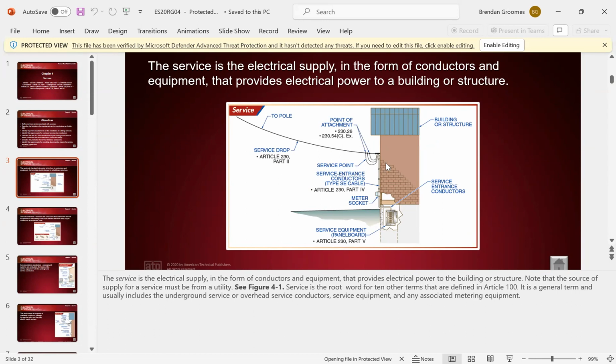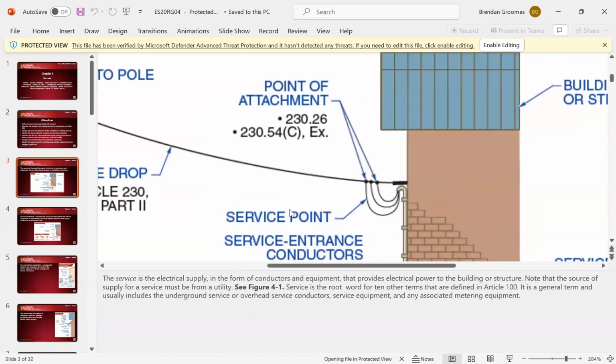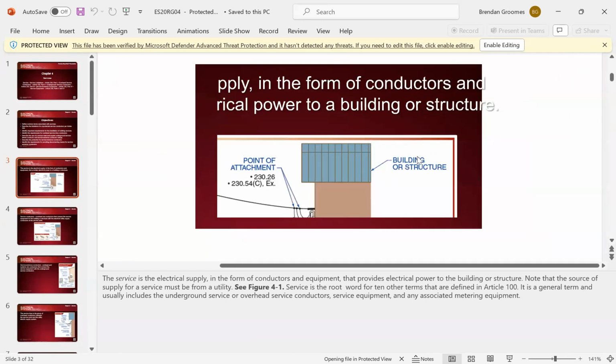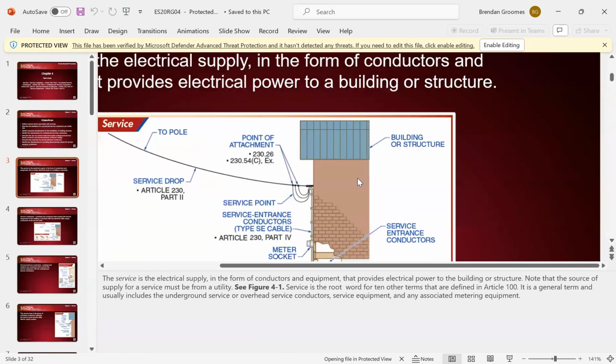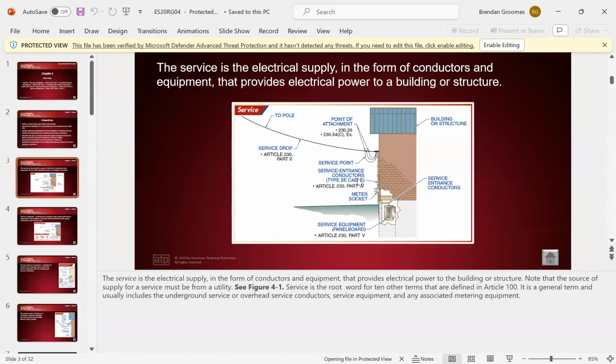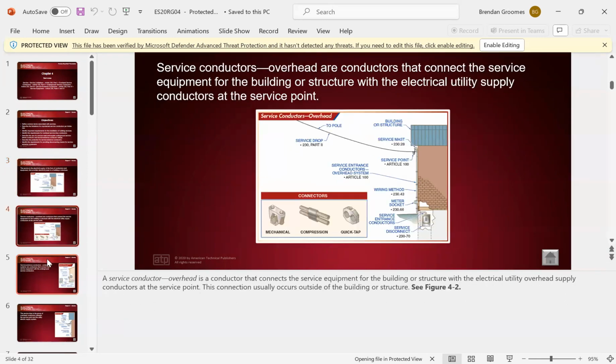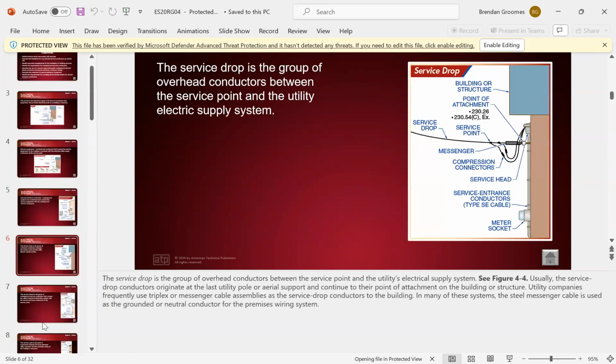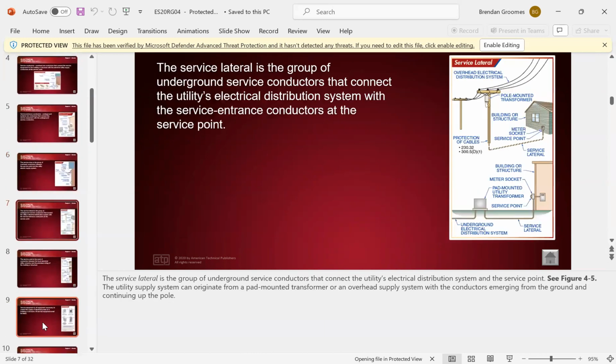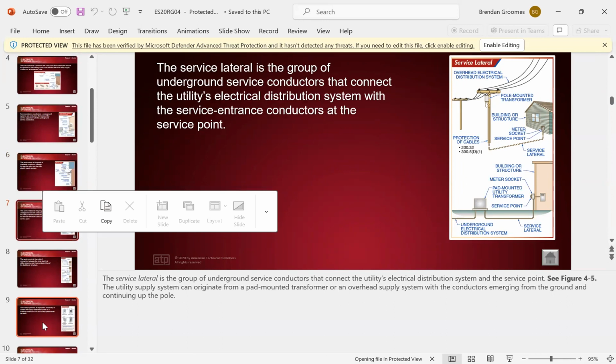So you can see here that this arrow is pointing to the service point. This is pointing to the building or structure here. So it is helpful to get an idea of it, because when you hear all of these words, it's important to read the definition, but also to visualize it. So I highly encourage you to skim through these and make sure that you understand a lot of these terms because they are important for design, especially services.